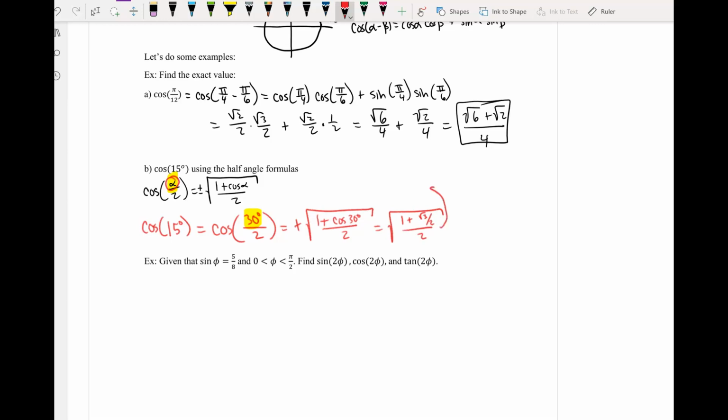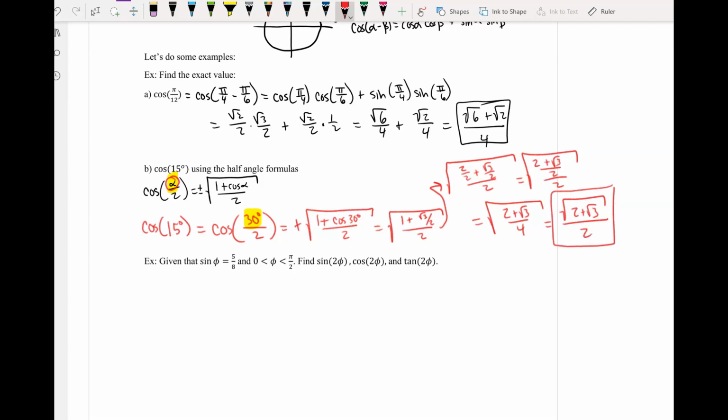And then I can go ahead and do a little bit of reduction. So on the top you'll have 2 over 2 plus square root of 3 over 2, divided by 2. This gives me square root of 2 plus square root of 3 over 2, divided by 2, which gives me the square root of 2 plus square root of 3 divided by 4, which in turn gives me the square root of 2 plus square root of 3, and then if I take the square root of 4 on the bottom, I'm going to get 2. So this would be as reduced as it will get. Okay, so this will be the exact answer for the cosine of 15 degrees.